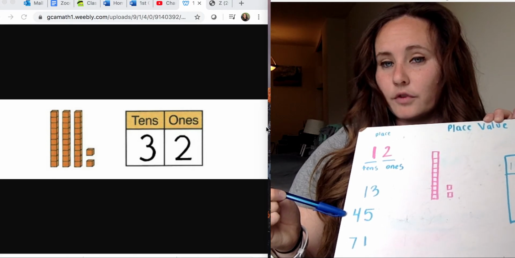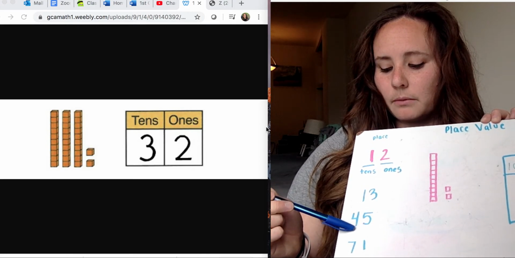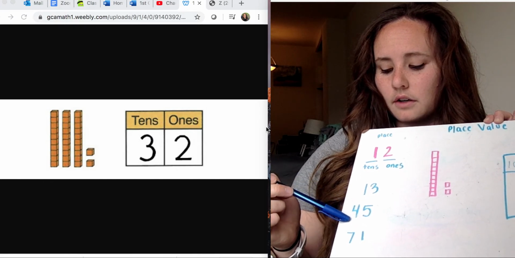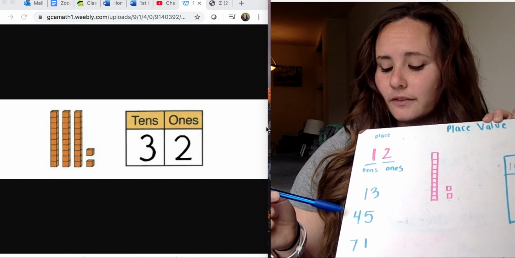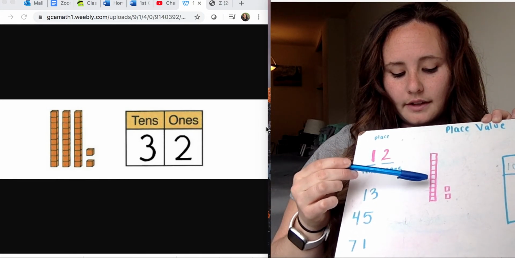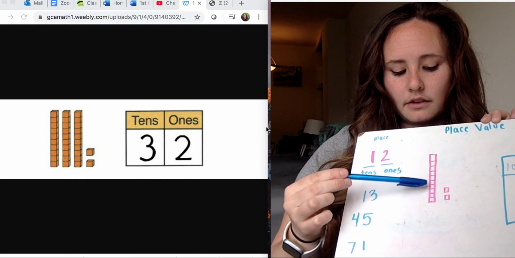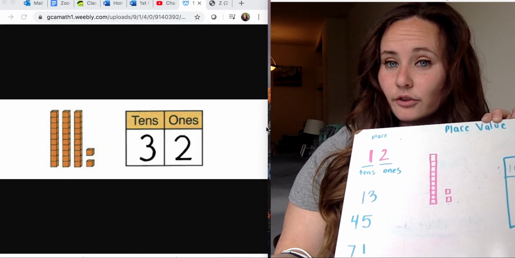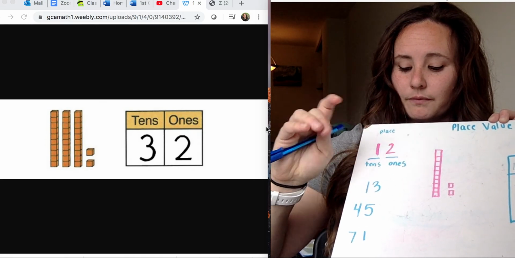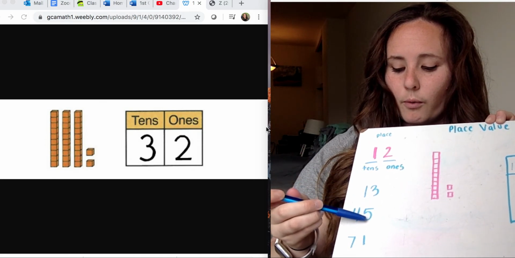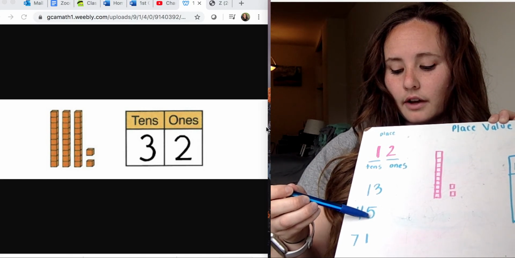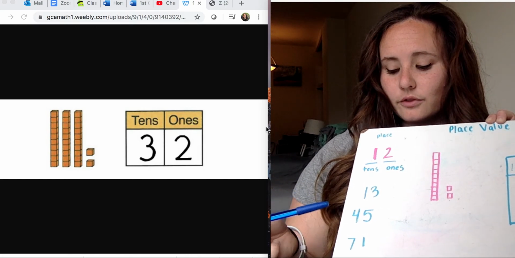Now let's look at this number, 45. What number is in my tens place? The 4 is in the tens place, so it's not just 4, it's 40. So I'd have 4 longs. And if I had 4 of these longs, I could count by 10 4 times. 10, 20, 30, 40. And then in my ones place, I have a 5. So I have 40 plus 5 equals 45.